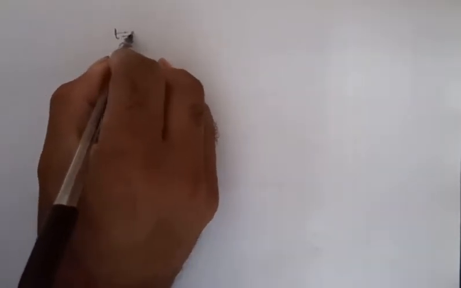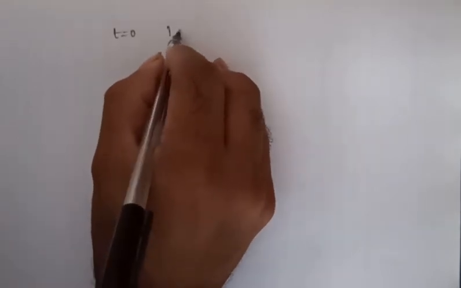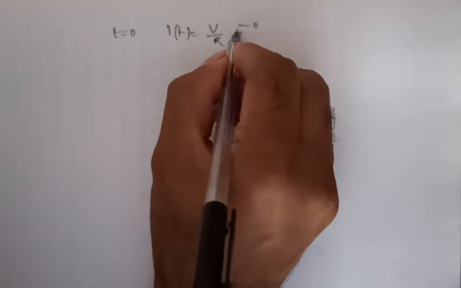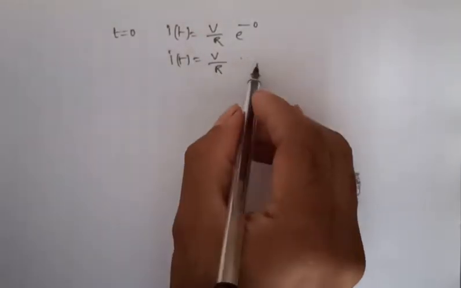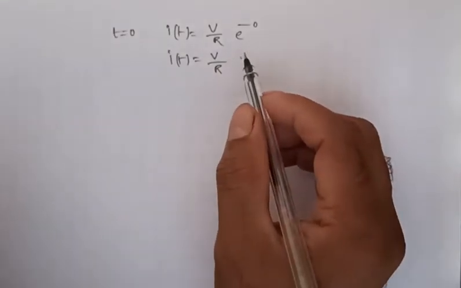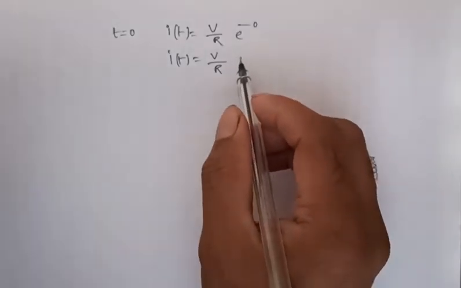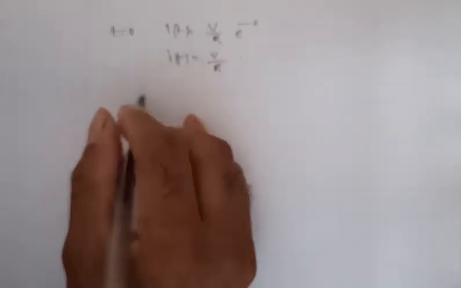Now see the different conditions of this equation. Let us assume at t equal to 0, if you substitute, i(t) is equal to V by R into e power minus 0. So i(t) equal to V by R. And just now we discussed at t equal to 0, switch S is closed, capacitor never allows sudden changes in the voltage. That's why it acts as a short circuit. That's why you will get the same current V by R. So we proved here mathematically and theoretically.